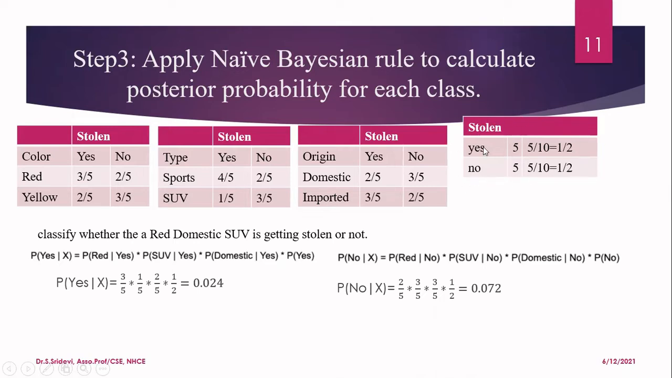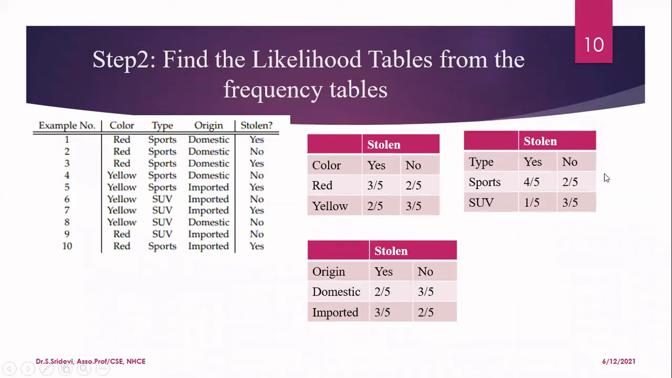How did I get this? Let us go to the target class table. This is our target class, stolen. Totally, we have 10 instances. Out of the 10 instances, you first find out the unique values in your target class. We have 2 values: one is yes, another is no. Then count in how many instances it is yes and in how many it is no. If I count, totally in 5 instances I have yes, and in the remaining 5 instances I have no.